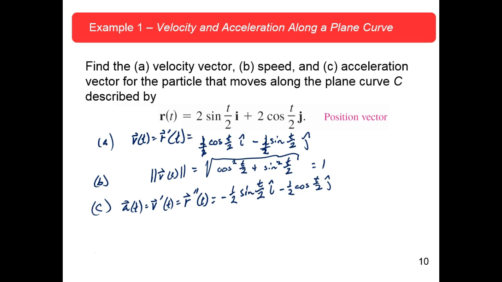Let's see what they've got. They've got the velocity vector being cosine t over 2 i minus sine t over 2 j, correct? The speed, 1, same as we got, square root of cosine squared t over 2 plus sine squared t over 2, 1. And the acceleration vector r double prime is negative 1/2 sine t over 2 i minus 1/2 cosine t over 2 j. All right, good deal. And then they show the picture, let's see if they show it.